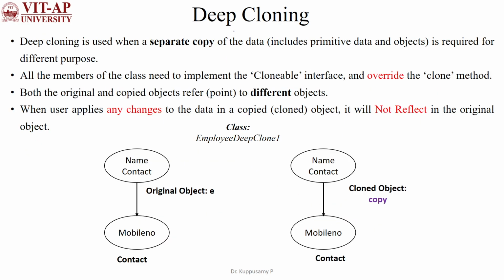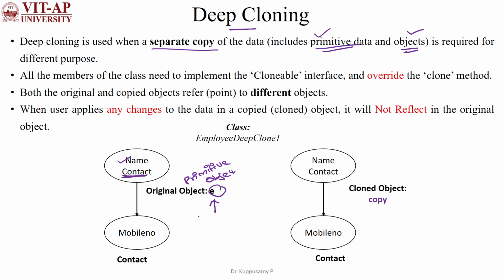But in deep cloning we will create a separate copy of the data, with the primitive type and objects. You see here, the same object we are creating, E, with name, and contact is the object. So here the object has one primitive type variable and another one is an object. As per the statement, the copy of the object has a primitive type variable and an object.